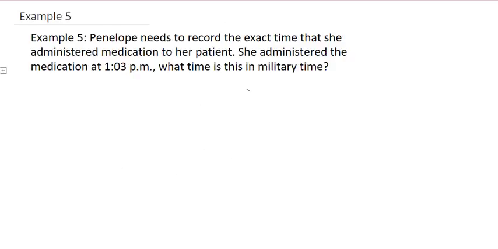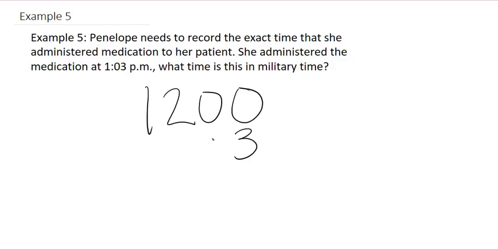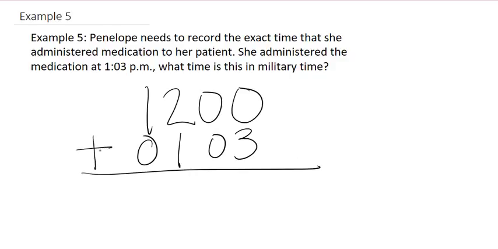We have Penelope, who needs to record the exact time she gave the medication to her patient. She gave it at 1:03 p.m. What's the military time? So we will have 1200, because we're looking at the afternoon, then we need to add to our 1:03 p.m. So then we can write 1:03 underneath. We start with the 3, the 0, the 1, and then we're going to add another 0 because it's military time. So we need 4 place values.